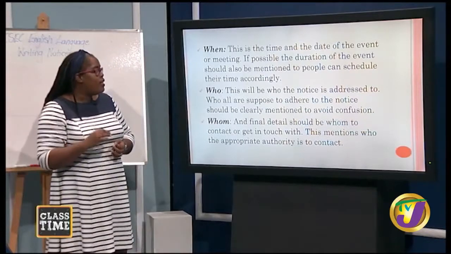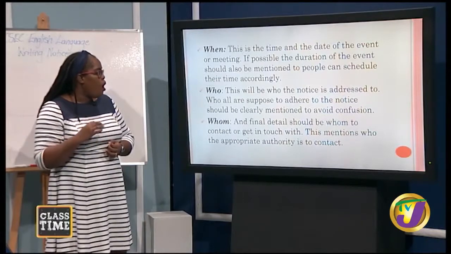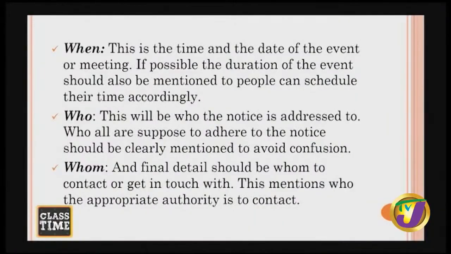Who? This will be who the notice is addressed to. Who all are supposed to adhere to the notice should be clearly mentioned to avoid confusion. So let me read it again. All the persons who are supposed to adhere to the notice should be clearly mentioned to avoid confusion.